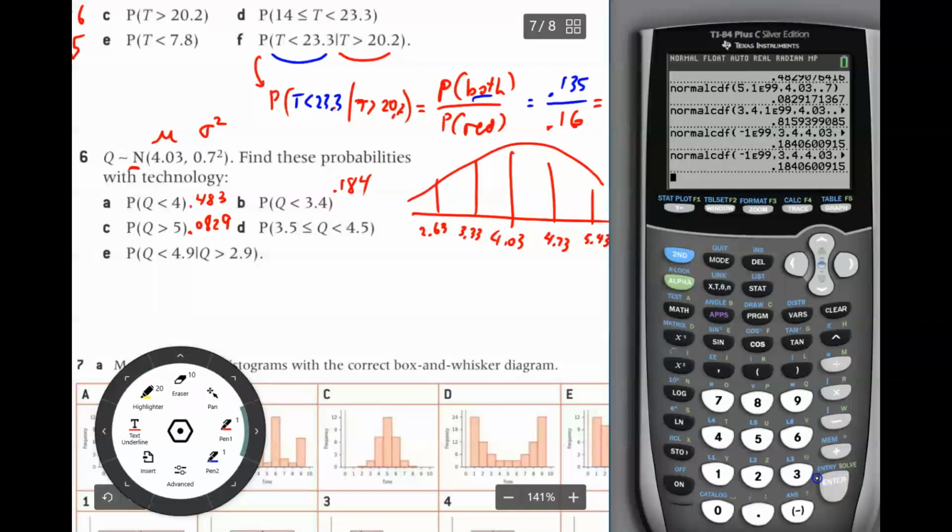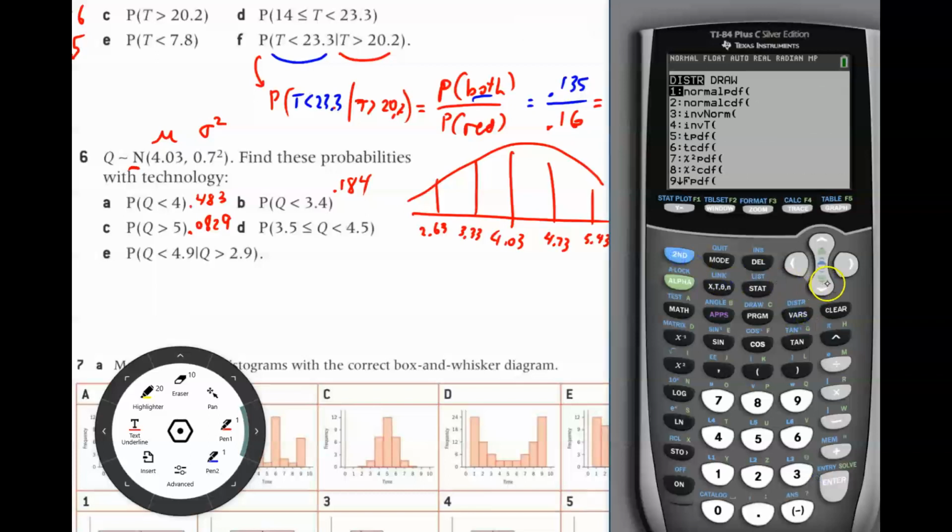Okay, and D, we want to know the probability that it's between 3.5 and 4.5. So this is the easiest kind because you don't need to figure out if one side's negative infinity or not. They give you the left boundary and they give you the right boundary. So 3.5 is the left boundary and the right boundary is 4.5.